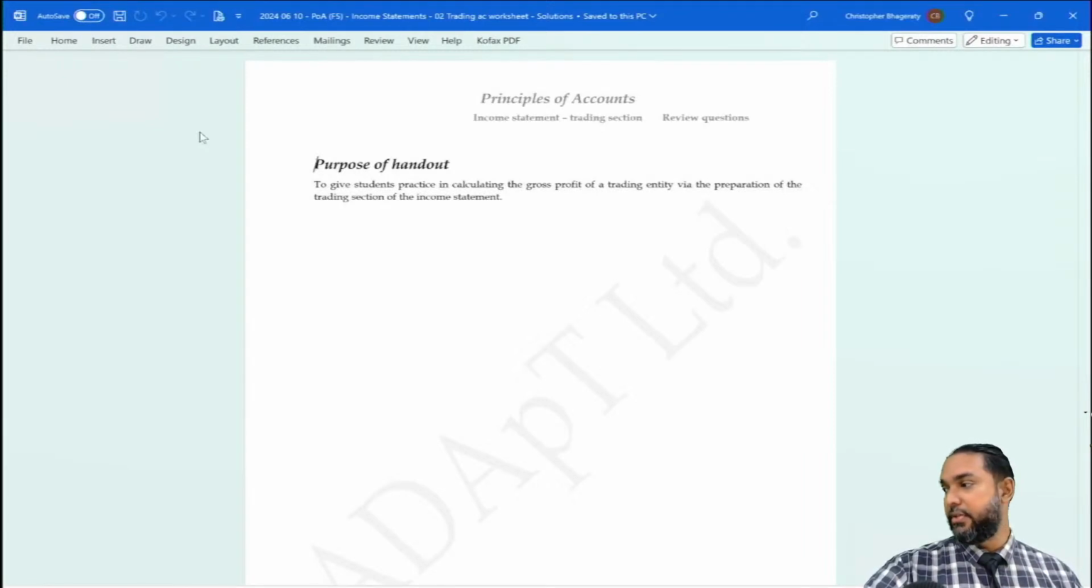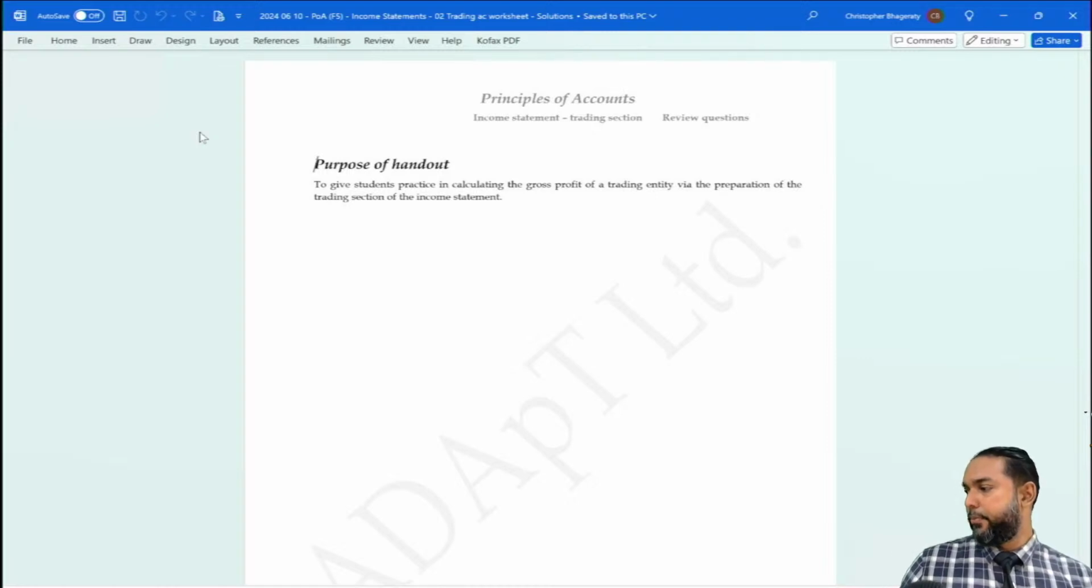Exams next week and these kind of things. So we're going to be doing a little topic here that I think many people wanted to do for a little while, which is the income statement.